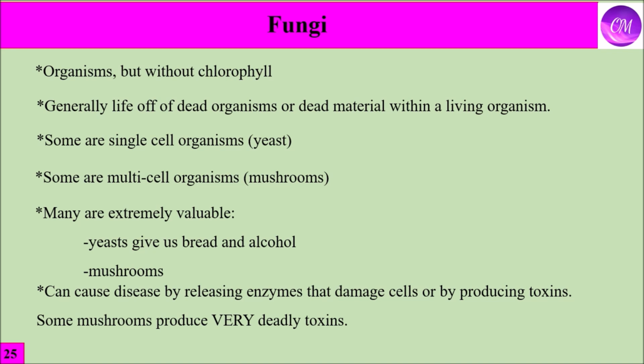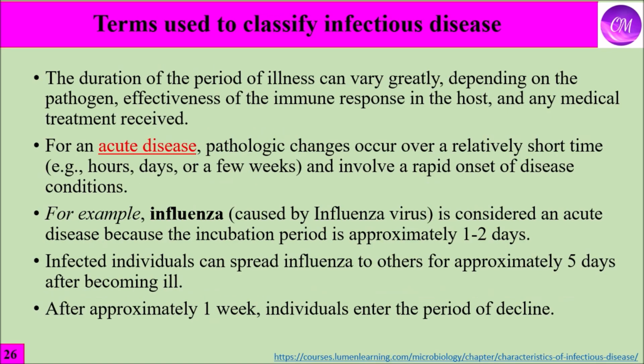Then fungi. These are organisms without chlorophyll. They live on dead organisms or dead material within a living organism. Some are single-cell organisms such as yeast. Some are multi-cell organisms such as mushrooms. Many are extremely valuable: yeast gives us bread and alcohol. Mushrooms can cause disease by releasing enzymes that damage cells or by producing toxins. Some mushrooms produce very deadly toxins.